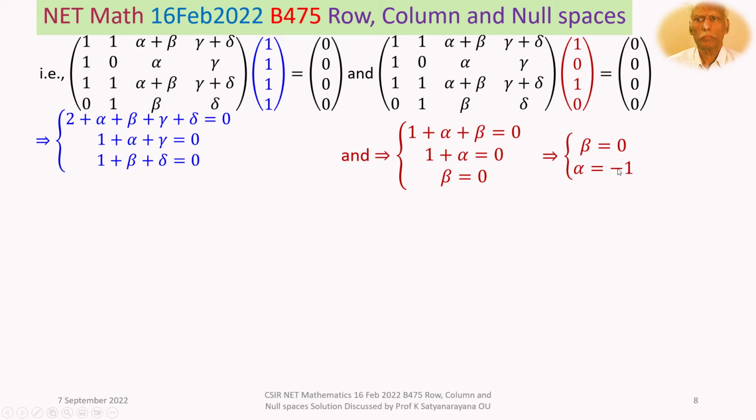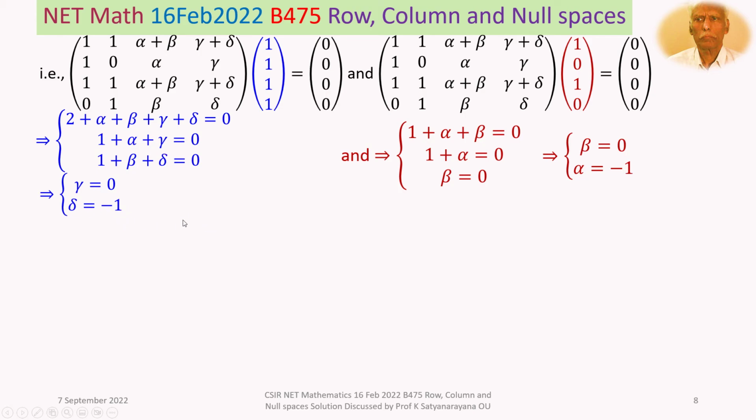Take these values and substitute here. What happens? Alpha is equal to minus 1, beta is equal to 0. What you get is gamma is equal to 0. How? Take the second equation with alpha equal to minus 1: minus 1 plus 1 is 0, so gamma is equal to 0. Similarly, delta is equal to minus 1.